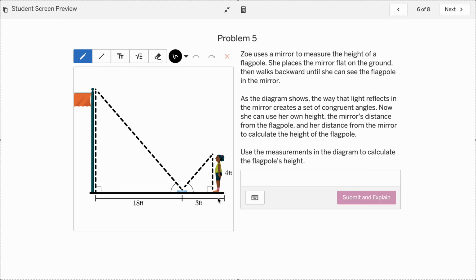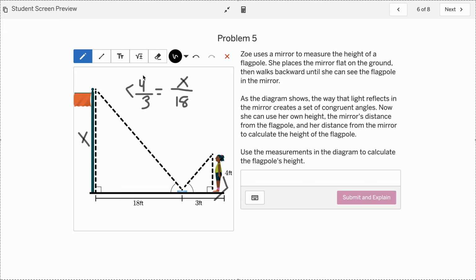So Zoe's only 4 feet, and from the mirror to her feet, it's 3 feet, and from the flagpole base to the mirror is 18 feet. Because I know the relationship between these two, I can figure out what this is. So again, 4 to 3 is equal to x over 18. Again, one of two ways: I can find my scale factor. Well, 3 times what is 18? 6. So 4 times 6 is going to be x.